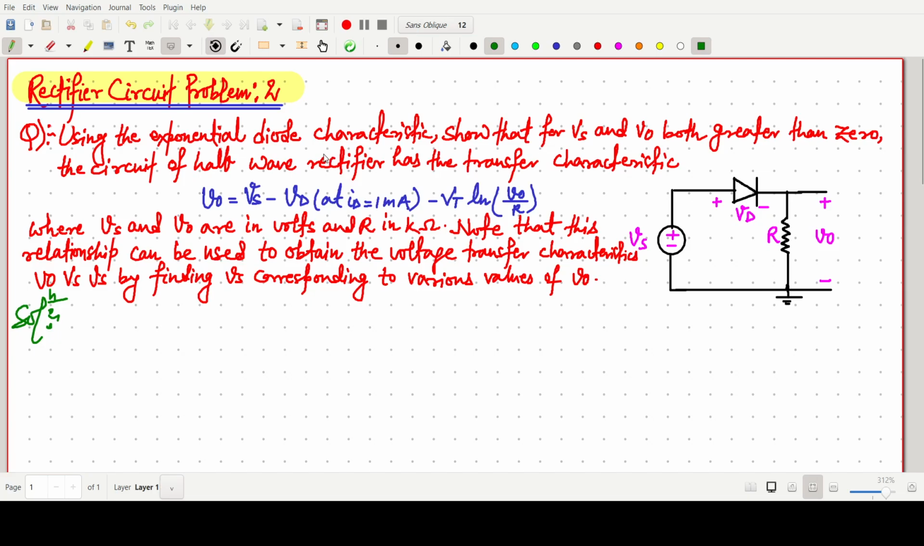the diode current equation, so that for Vs and V naught both greater than 0, the circuit of a half-wave rectifier has the following transfer characteristic. We have to prove this expression: V naught equals Vs minus Vd at Id 1 milliampere minus Vt ln V naught by R, where Vs and V naught are in volts and R in kilo ohm. Note that this relationship, that is our V naught versus Vs voltage transfer characteristic curve, can be plotted by finding Vs corresponding to various values of V naught.